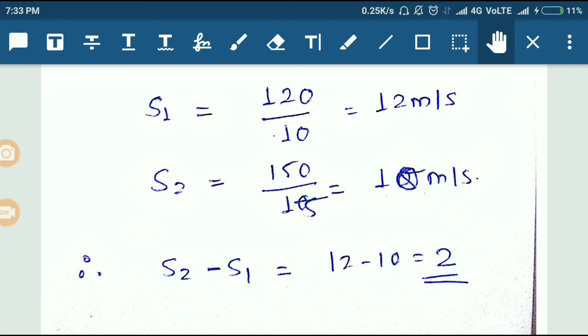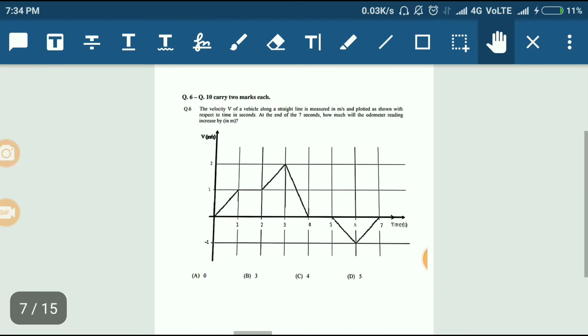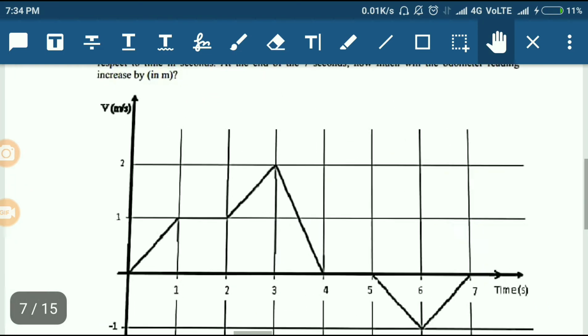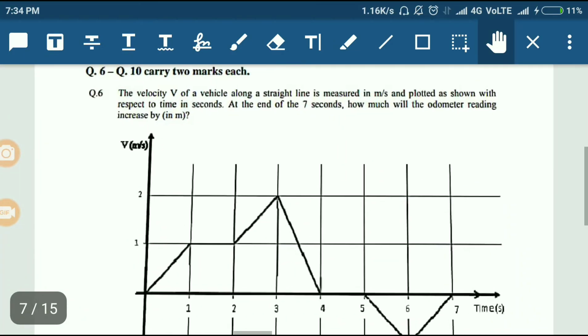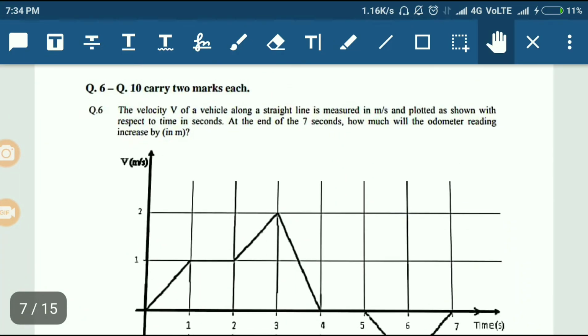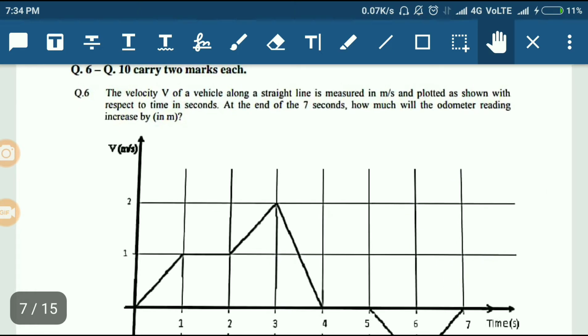So here it becomes 10 minus 12 minus 10, that is 2. So the next question over here is... the first 5 questions were easy to gain marks, they were very simple. Let's go through the sixth question.